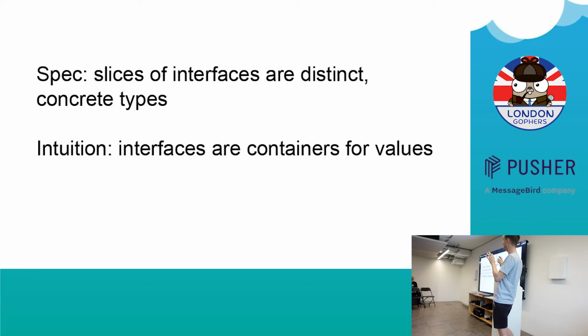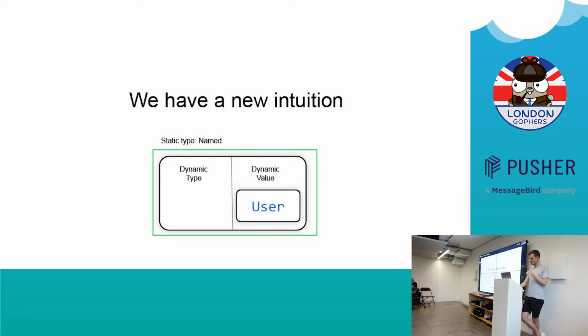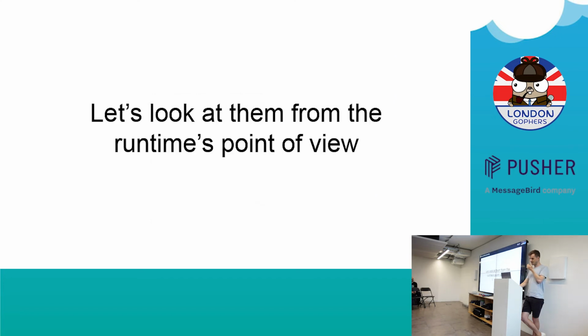The delta for the intuition. Slices of interface are a distinct concrete type was the rule that we heard about, and then this is my intuition at the bottom, like interfaces, containers, and values. So I wanted to go a little deeper. I wanted to know what were these interface values? What did they really look like? This is our intuition. Let's look at them from a runtime's point of view now.